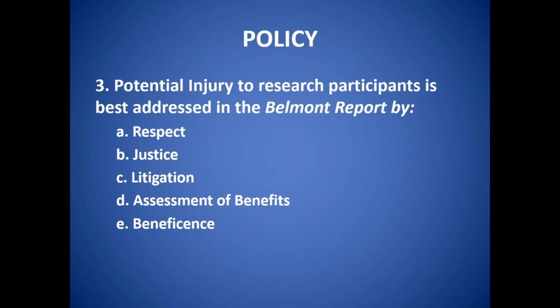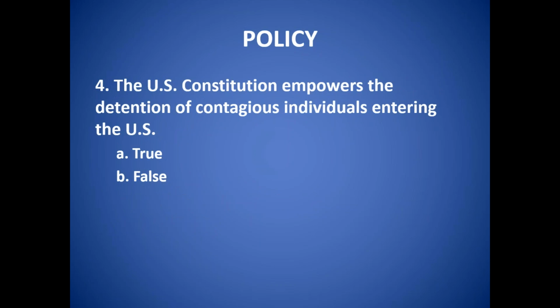Okay, continuing on to the third question. Potential injury to research participants is best addressed in the Belmont report by A, respect, B, justice, C, litigation, D, assessment of benefits, E, beneficence. Okay, continuing on to the fourth question. The U.S. Constitution empowers the detention of contagious individuals entering the United States, and this is a true-false question.